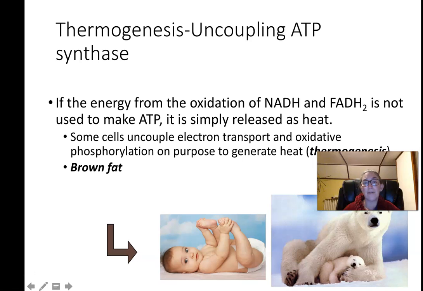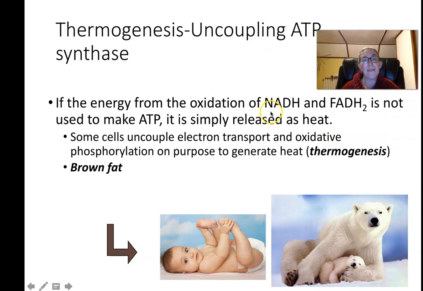All right, so that's what this slide is saying, that if we uncouple those two reactions, then the ATP is not made, we just make heat. We release that energy as heat instead. And there are some tissues that actually have uncouplers on purpose for the purpose of generating heat. There's a type of fat tissue called brown fat that contains uncouplers that generate heat. And this is important in a lot of animals that hibernate. I've got polar bears pictured here, need to stay warm in the winter.